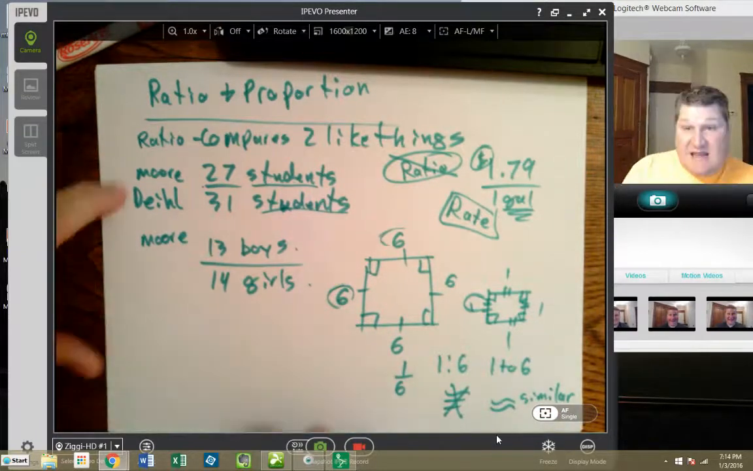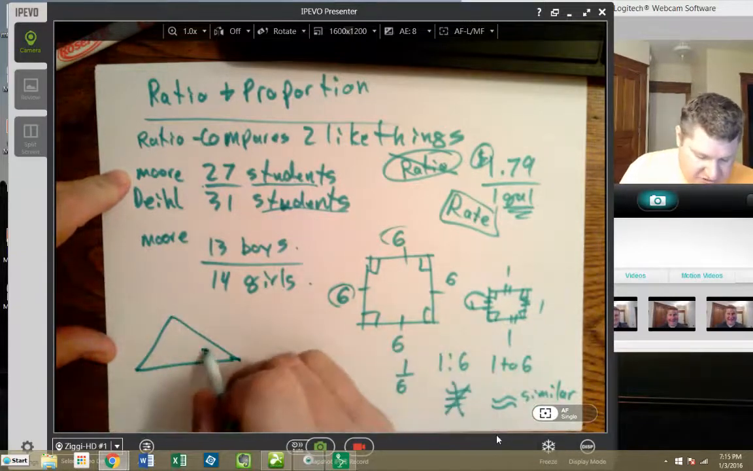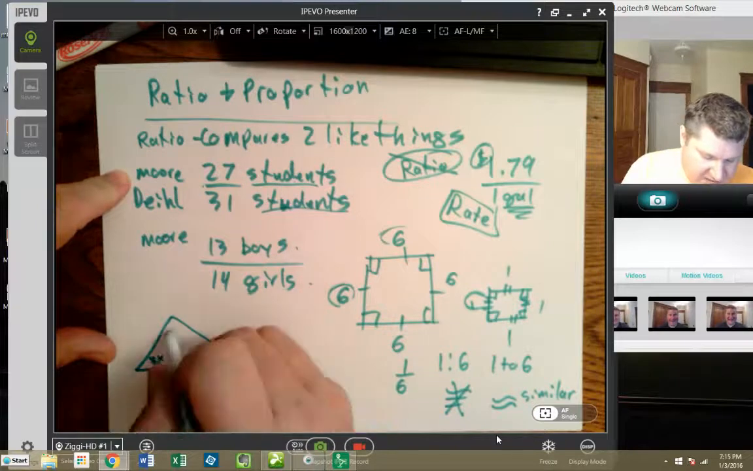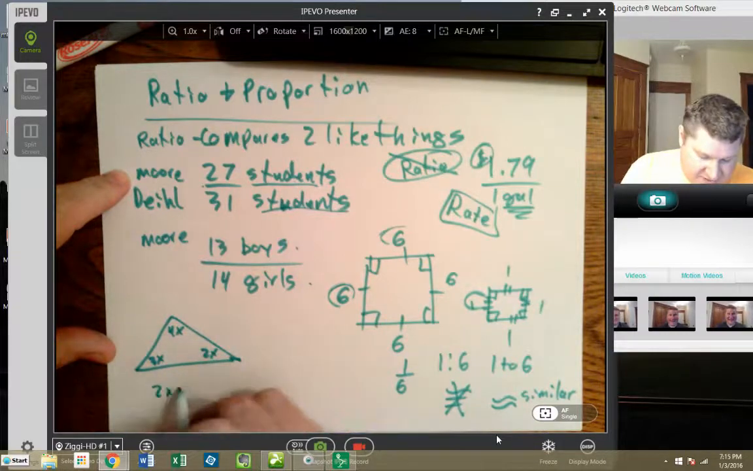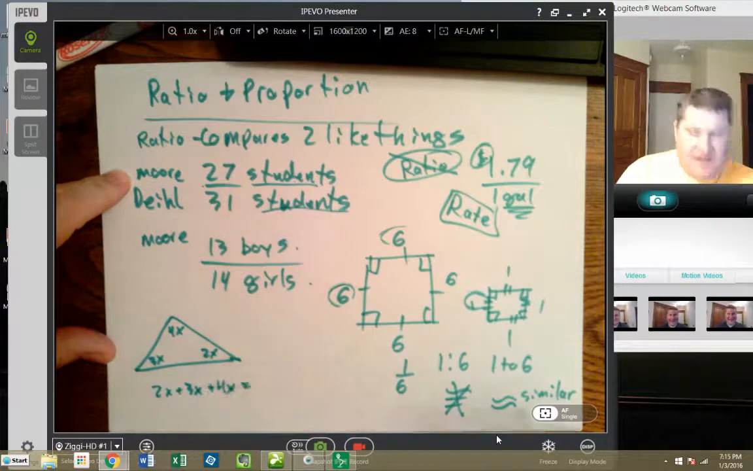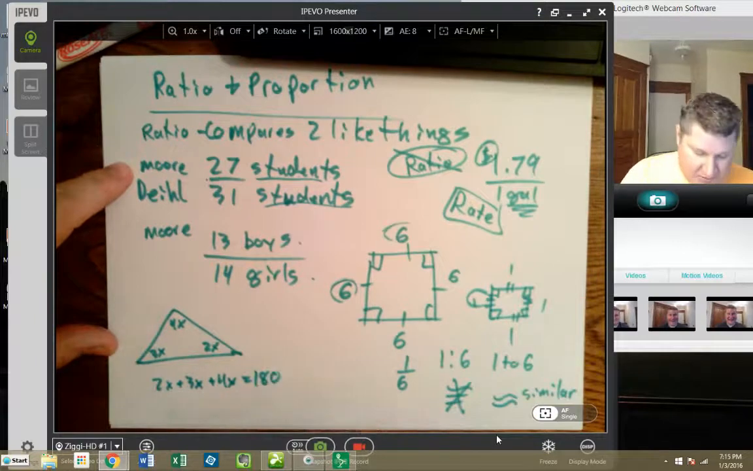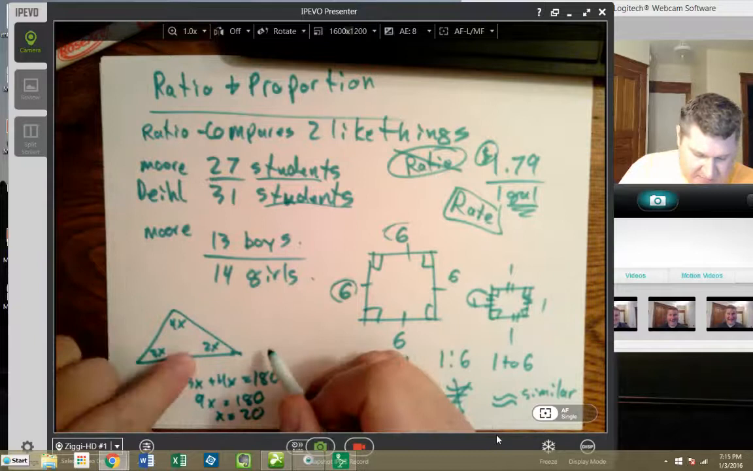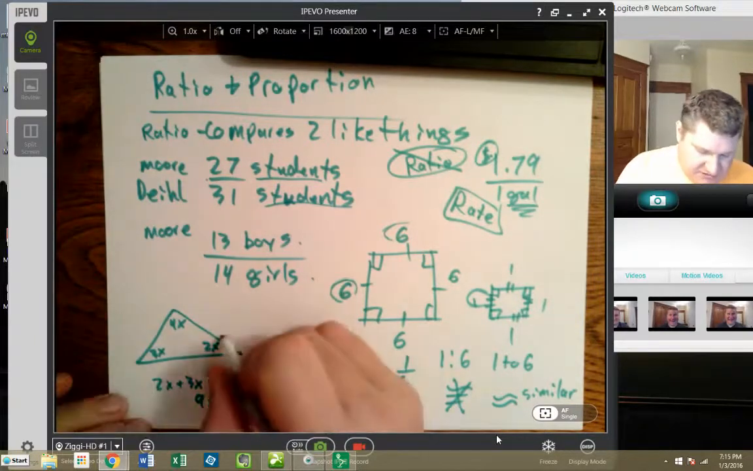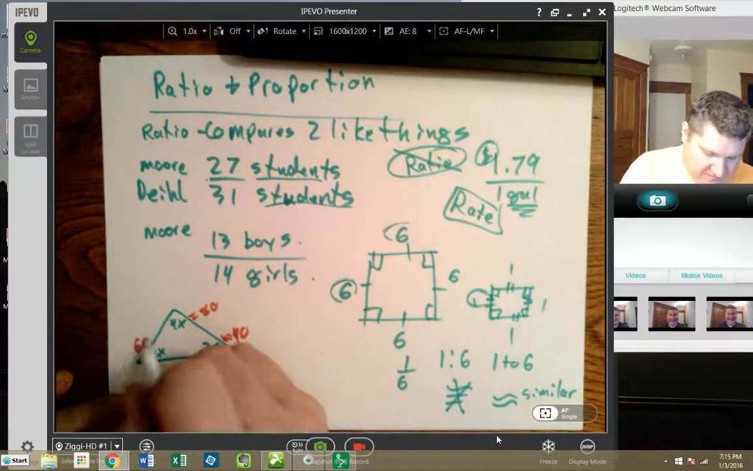Now, we could do an extended proportion. We could say in this triangle, the ratio of the angles is 2x to 3x to 4x. What that means is, if I were to take these and add them up, 2x plus 3x plus 4x, they would have to equal, anyone, 180, because it's a triangle. And so we could put all these together and come up with 9x equals 180. x equals 20. So that means this angle down here is going to be 40, and this one's going to be 80, and this one is going to be 60. Does that make sense? Yes, it does.